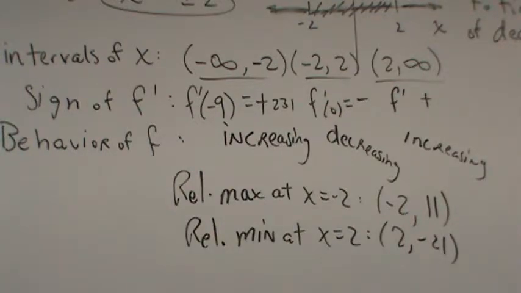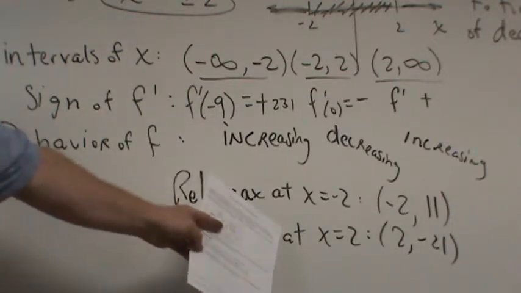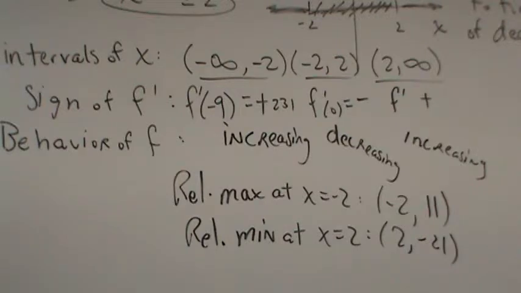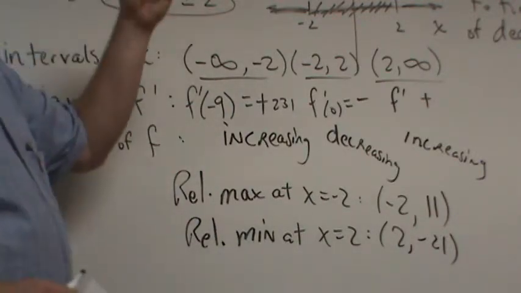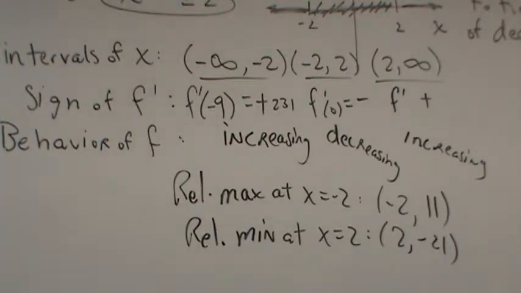They ask to determine local and absolute extreme values. How am I going to determine if these are relative or absolute extreme values? What's probably what I'm going to have to do? Graph it. Either graph it or just ask yourself what happens as x goes to positive and negative infinity.